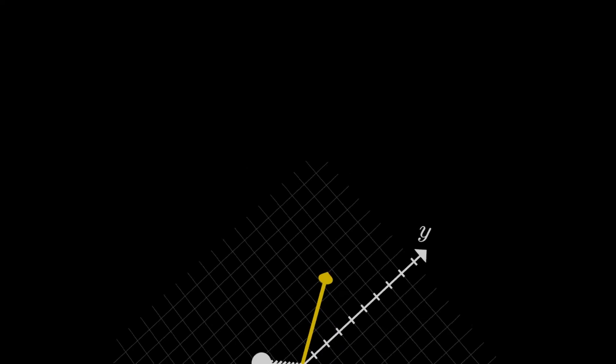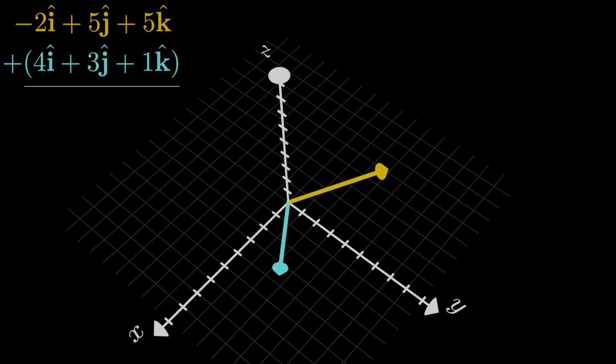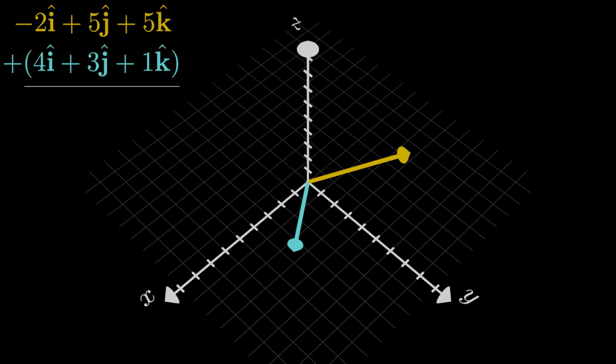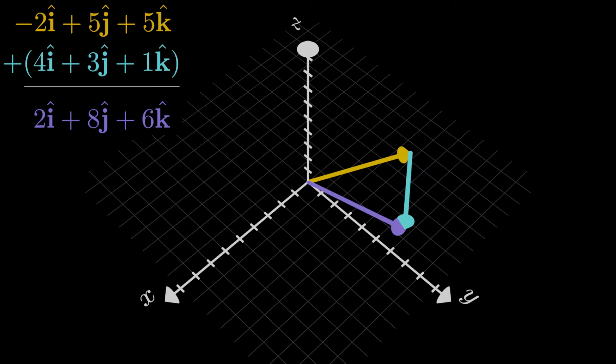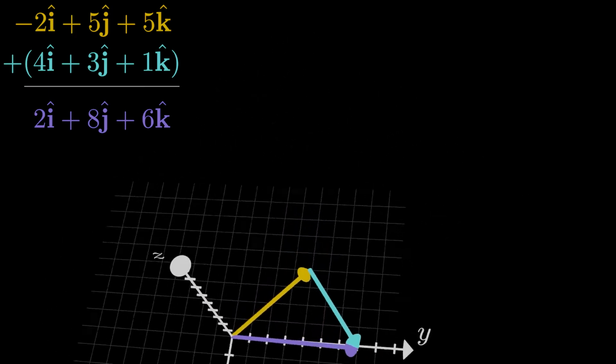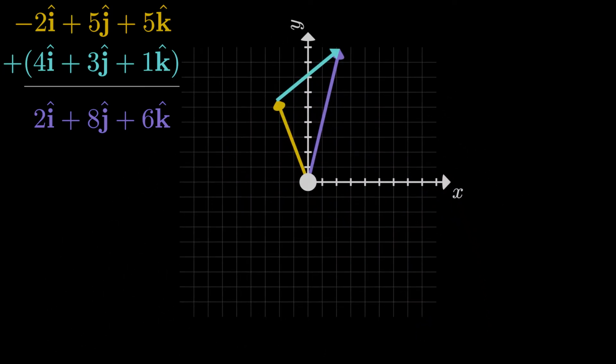Imagine we have the following vectors, negative 2i hat plus 5j hat plus 5k hat, and 4i hat plus 3j hat plus 1k hat. Adding them geometrically means using the tip to tail method, and it turns out this does give us the same answer as adding them numerically, but that's only because we're actually adding them component-wise, even in 3 dimensions. Here, let's change our perspective so we can see the x components add up tip to tail.